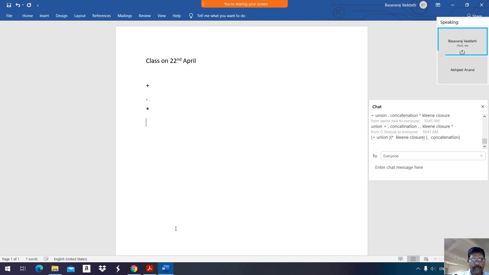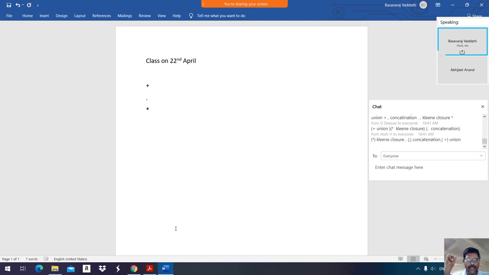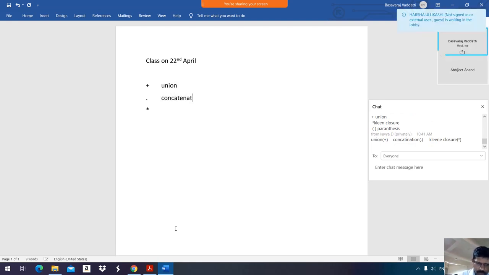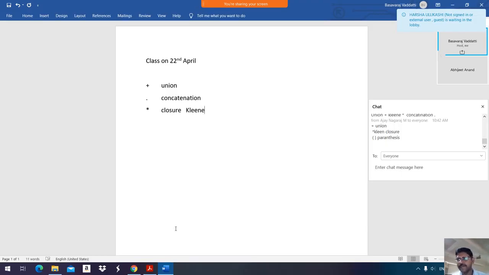Star. That is, the three different operators which are used in the regular expression are: plus, to mean union, and this dot, which is used as concatenation. And what is a star? It is a closure operator, specifically called the Kleene closure.